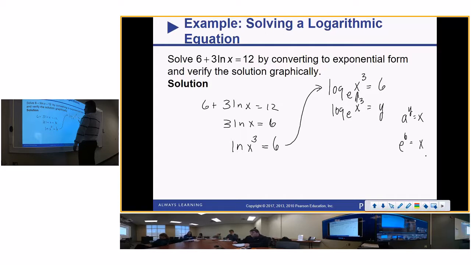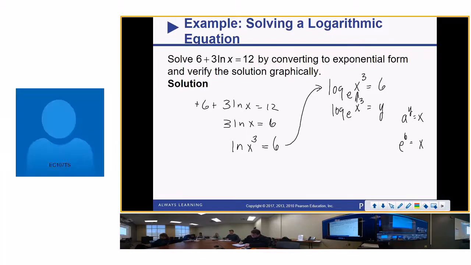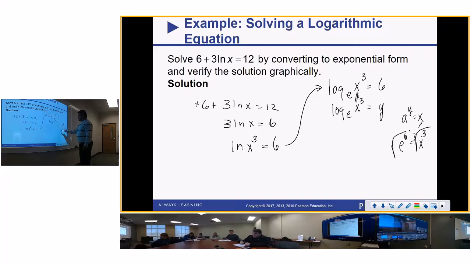Do you subtract 6 or divide by 6? Subtract, because you're adding. This is a plus right here. Plus 6 plus 3, so minus 6. Okay, where was I? I think I was e to the 6th is equal to x to the 3rd. X cubed. Take the cube root of both sides. Cube root of e to the 6th power is equal to e squared. Now that's what I got.